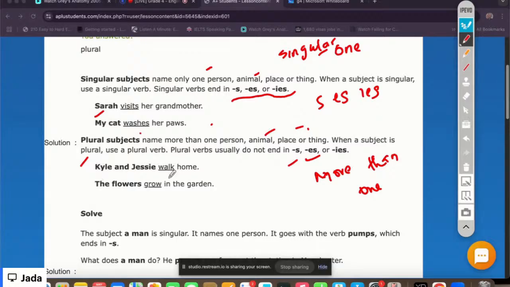So Carl and Jesse walk home. So as you can see, the verb over here is just walk. It doesn't have s, es, or ies. The flowers grow in the garden. Flowers. So it's plural, okay? And it has grow in the garden. Okay? Let's look at some examples.